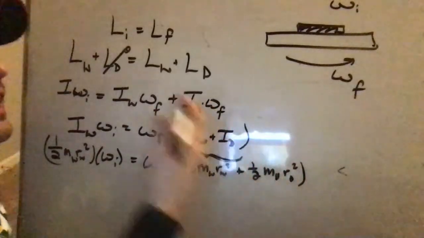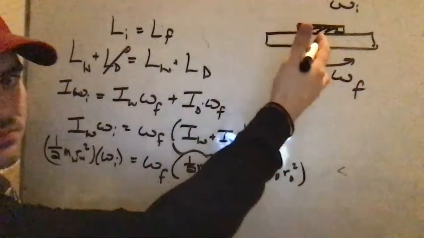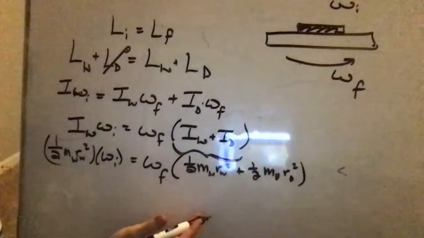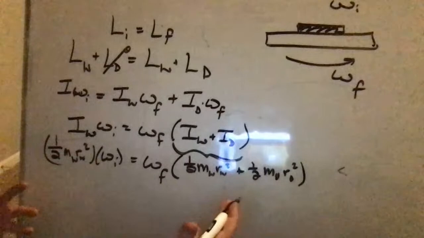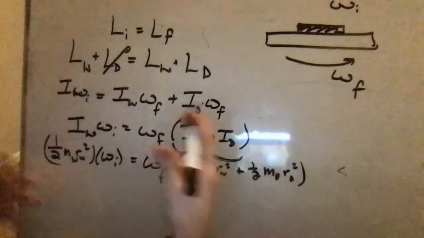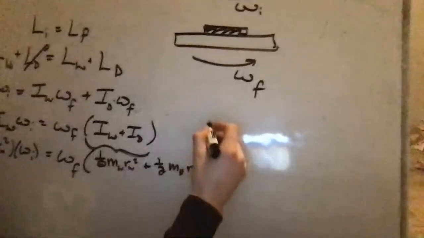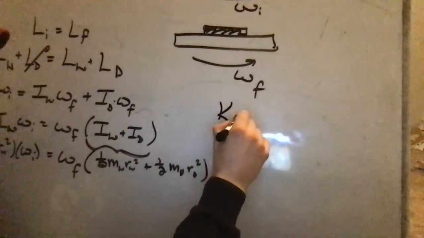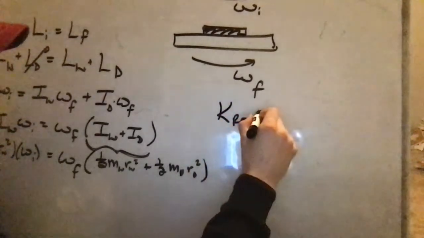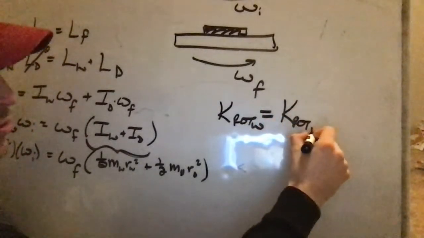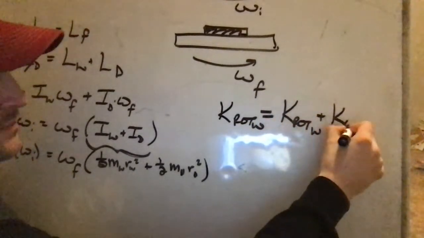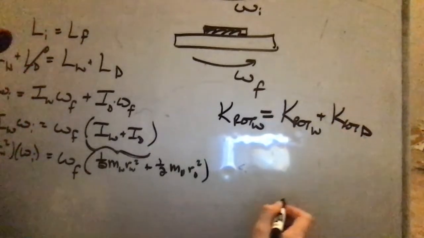Was this proven? All I asked you to do was take some data, plug it in, and prove that this is the case. Prove that this is conserved when compared to energy. If I took the energy, K rot of the wood should be equal to K rot of the wood plus K rot of the dark disk.